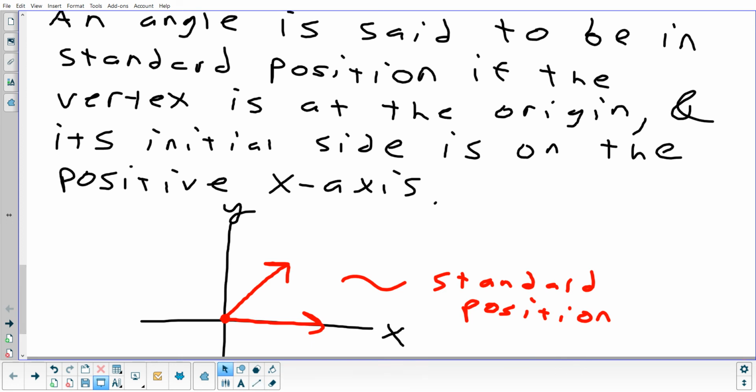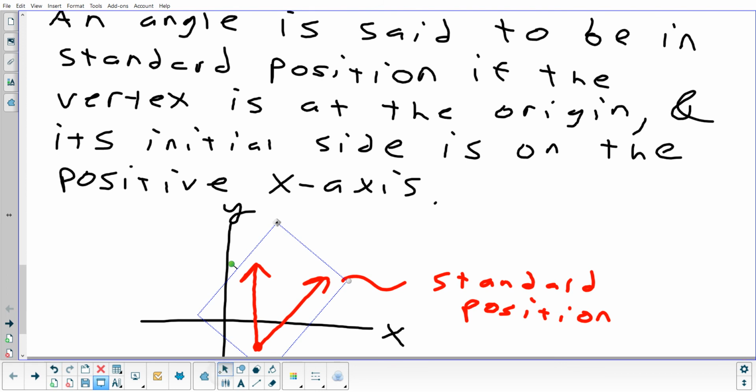Now, what if I did this? Is that angle still in standard position? Well, Tyler, what do you think? No, what's wrong with it? That's not the origin. Right, it's not at the origin. The initial side is still on the positive x-axis, so it still meets that. But it doesn't have the vertex at the origin. All right, let me put that back.